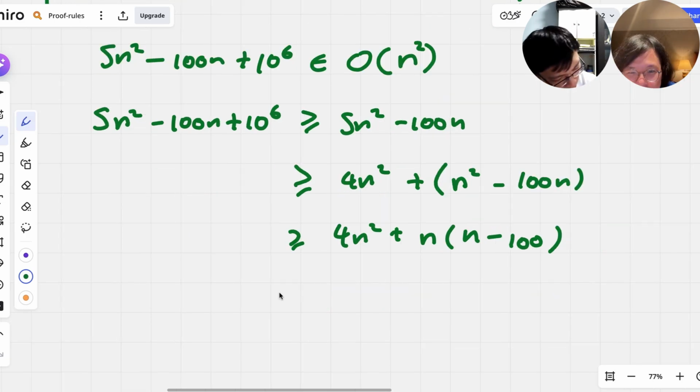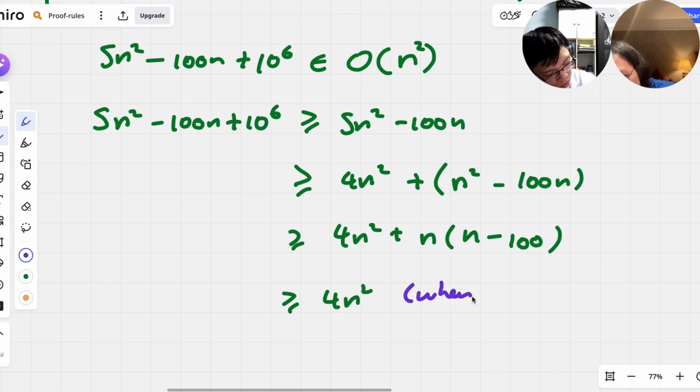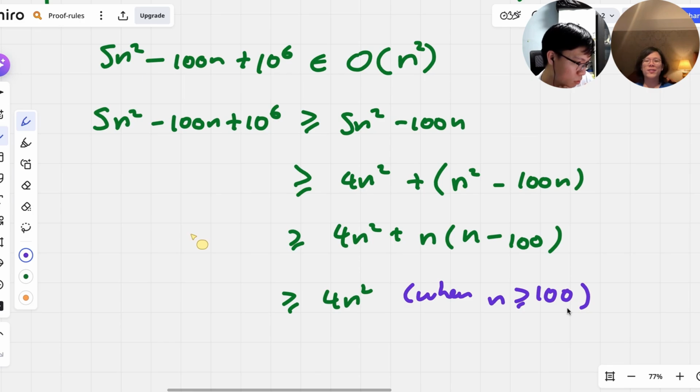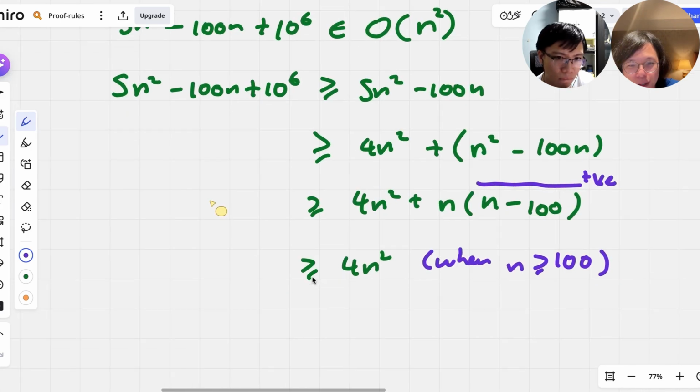Which I would say is greater than 4n squared when n is greater than or equal to 100, right? So this should probably work. Because the moment n is greater than or equal to 100, the right term is positive. So if it's positive, then we're in good shape, right? So then we can dump this term and say it's greater than or equal to 4n squared.